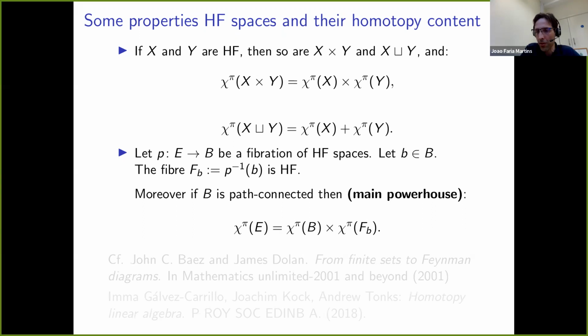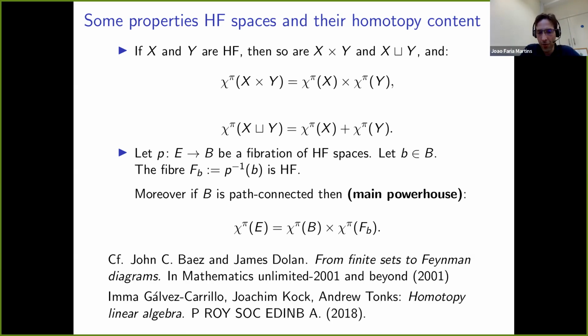These two results follow more or less easily from the homotopy long exact sequence of the fibration, applying some telescopic calculations, and some other details still need to be settled to make it work, but it's still essentially elementary homotopy theory. And these results are in, for example, these nice papers by Baez and Dolan, From Finite Sets to Feynman Diagrams, and this more recent one by Gálvez-Carrillo, Kock, and Tonks, Homotopy Linear Algebra, from 2018.